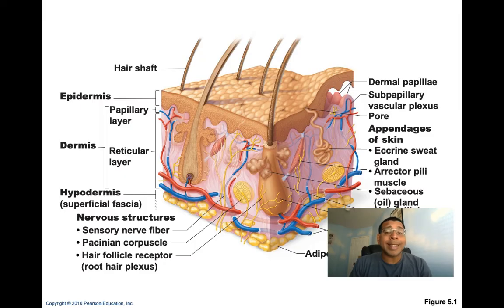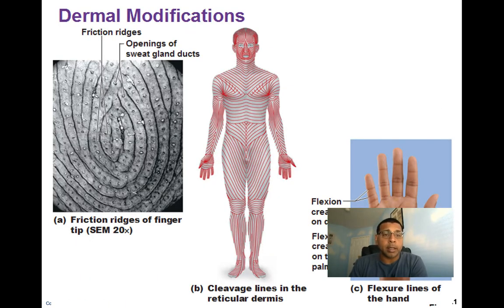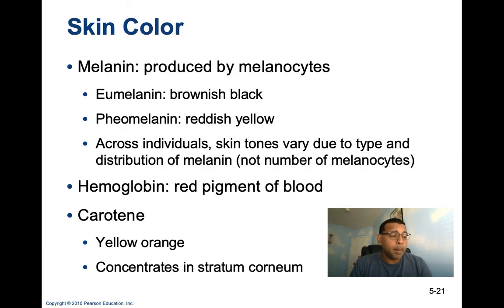Next then, let's talk skin color. Now, when we talk skin color, there are three major pigments that contribute to skin color: number 1, melanin, number 2, keratin, and number 3, hemoglobin. Now, melanin is the only one that's made in the skin, and that's by melanocytes. It's produced by melanocytes.